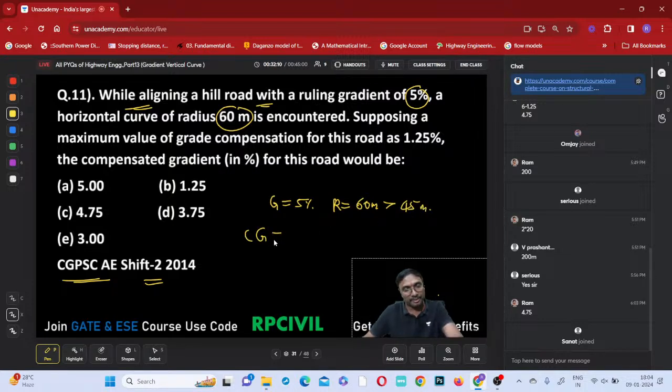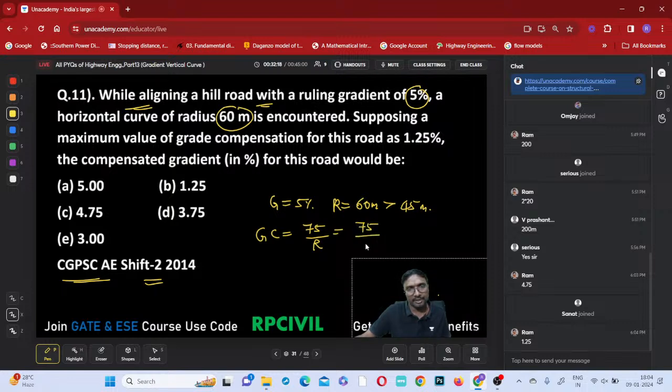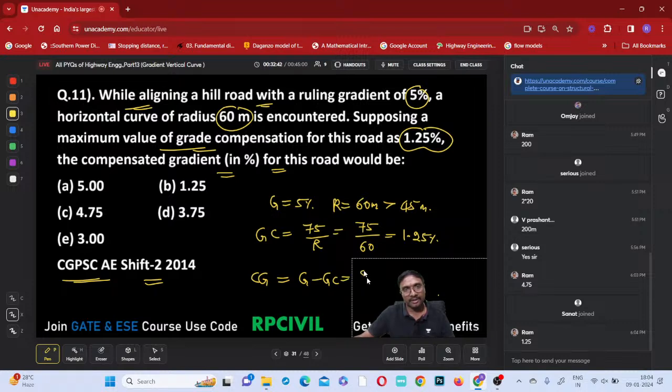For the calculation of grade compensation, which equation do we have to use: 30 plus R by R, or 75 by R? We use 75 by R. 75 divided by R, which is 60, gives 1.25%. It is already given that the maximum grade compensation is 1.25. The compensated gradient is the original gradient minus the grade compensation. That is 5 minus 1.25, which means 3.75.